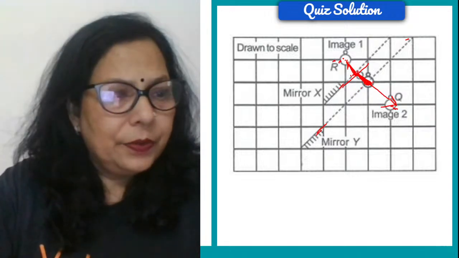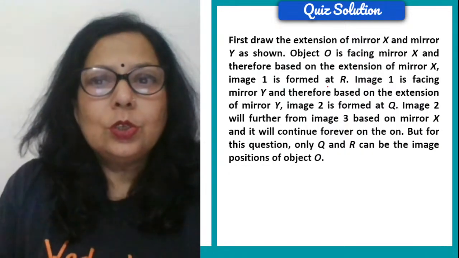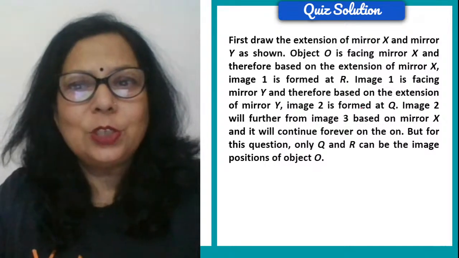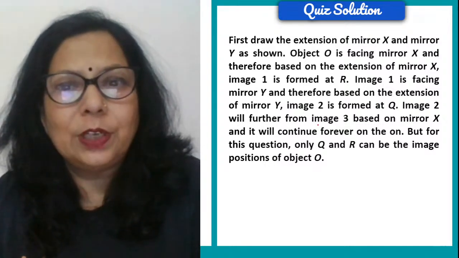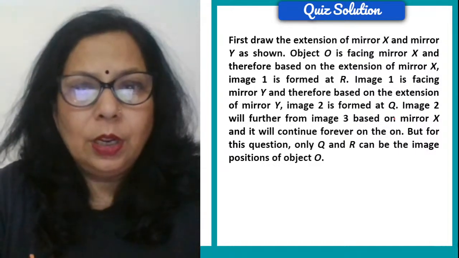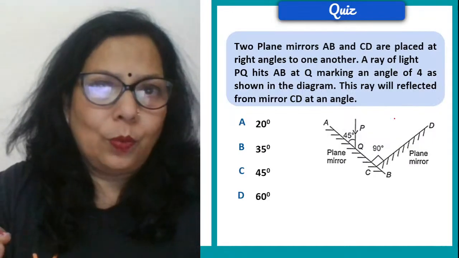Right? Yes. Hello Abhigyan. So image 1 is facing mirror Y, and therefore, based on the extension of mirror Y, image 2 is formed at Q. The image 2 will further form image 3 based on the mirror X and will continue forever. Only Q and R can be the image positions of object O.